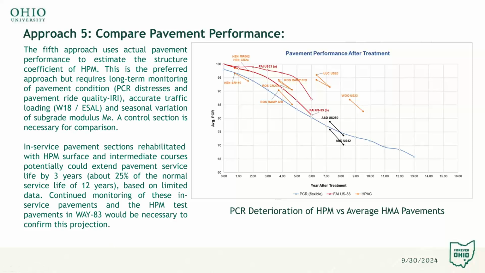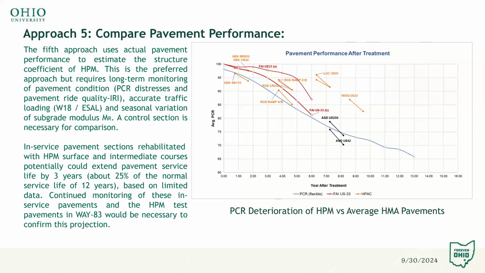The next approach we decided to use was based on actual pavement performance, because it's an empirical design approach. So we feel it's important to use the empirical result. The fifth approach uses actual pavement performance to estimate a structural coefficient.